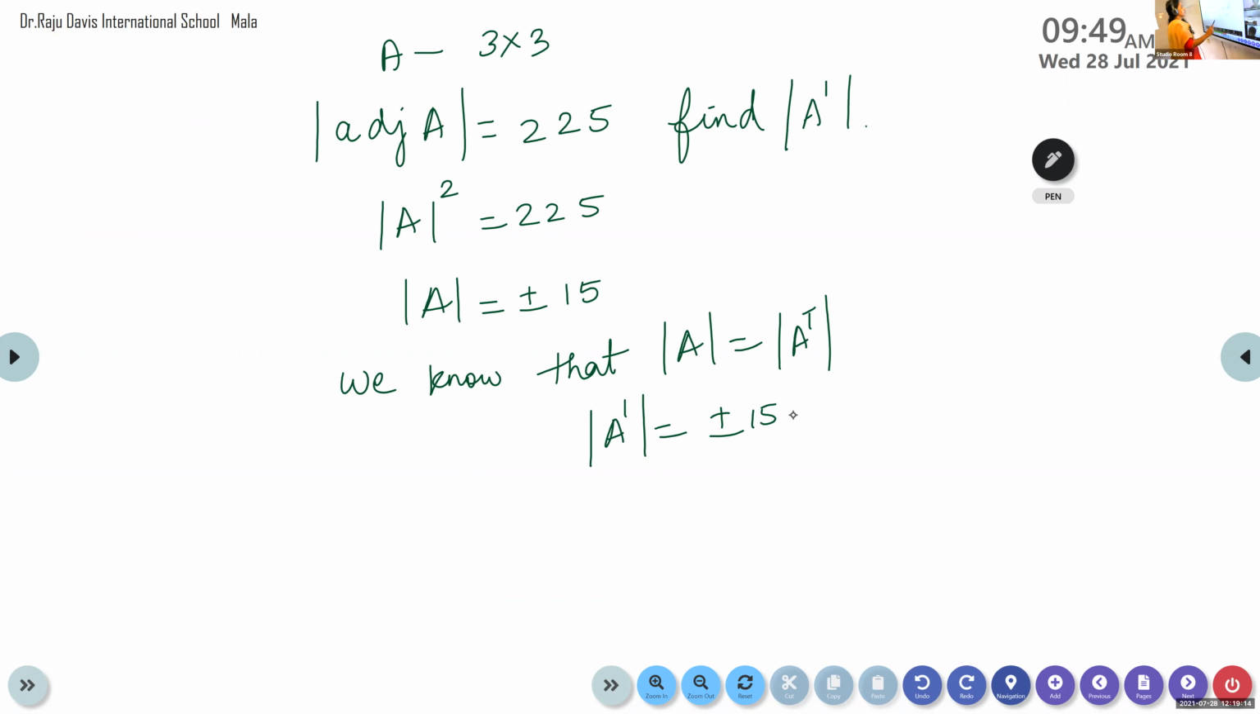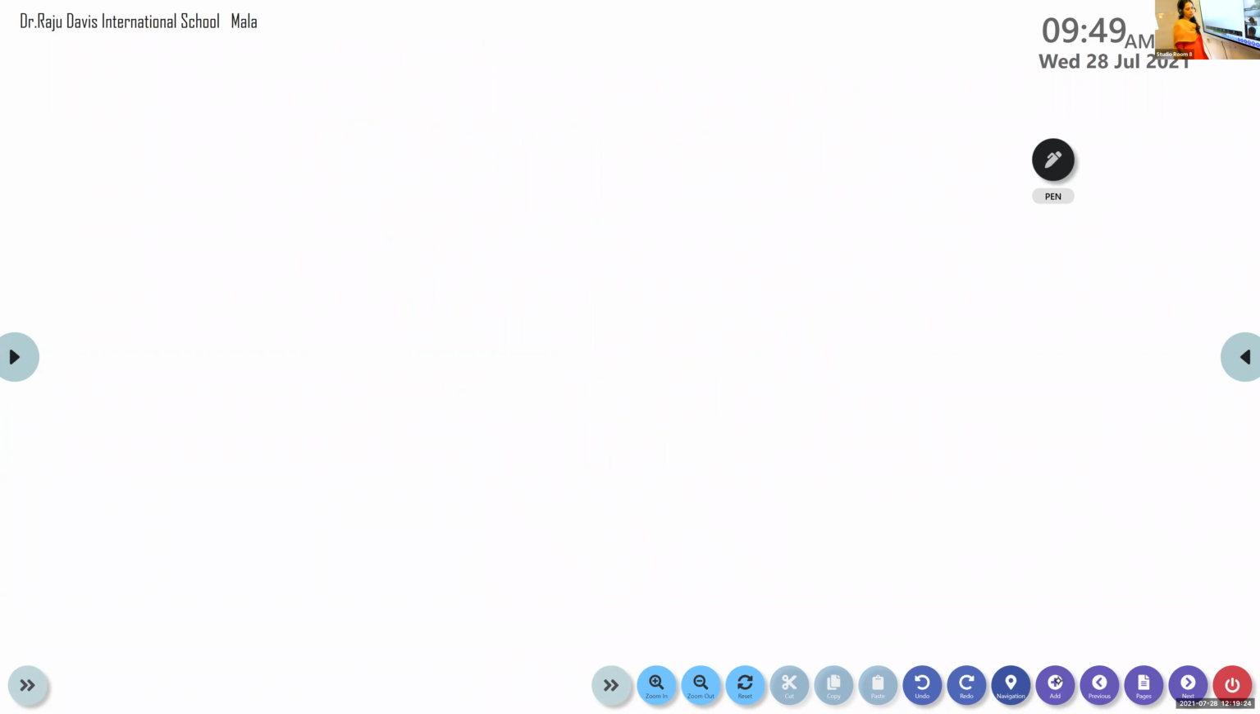Now write the next question. Find the inverse of the matrix 2, 3, 4, minus 7. Let's find out the inverse of a 2 by 2 matrix, then we can learn for a 3 by 3 matrix.